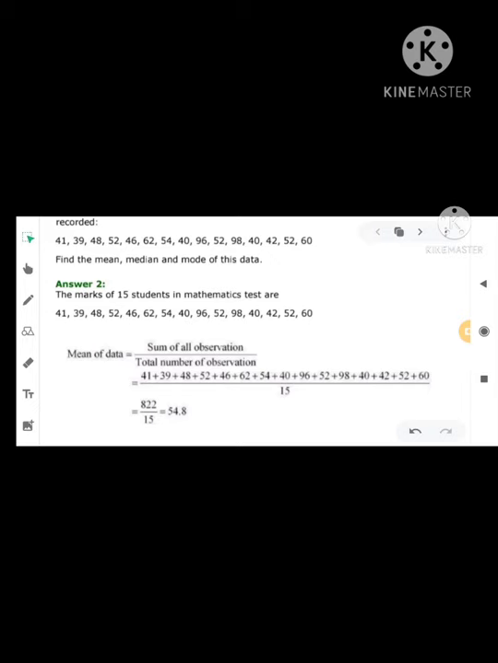So next we find the median. Here the given data is for 15 students. That is an odd count. In an odd count, to find the median we need to take the (n plus 1) divided by 2 term. N is 15, so 15 plus 1 divided by 2 is 16 divided by 2, which is 8. So the 8th term is the median of the given data.